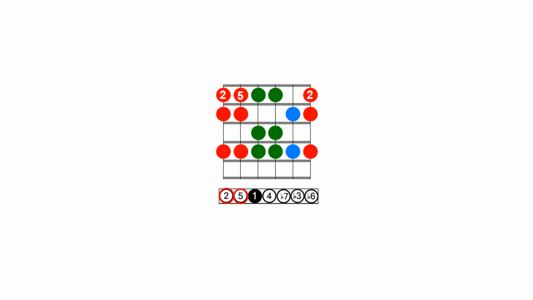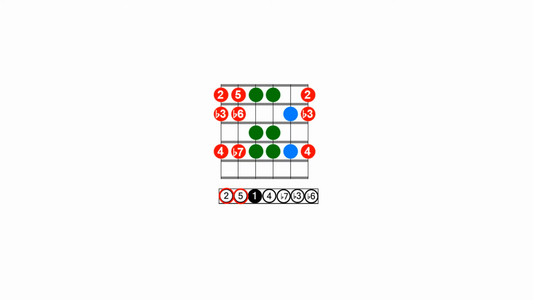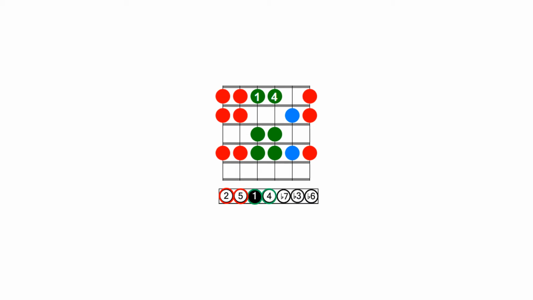When the lowest interval on a string is 2 or 5, we will find a minor second followed by a major second, as in 2, flat 3, 4, and 5, flat 6, flat 7. When 1 or 4 is the lowest note on a string, we will find a major second followed by a minor second, corresponding to intervals 1, 2, flat 3, and 4, 5, flat 6.